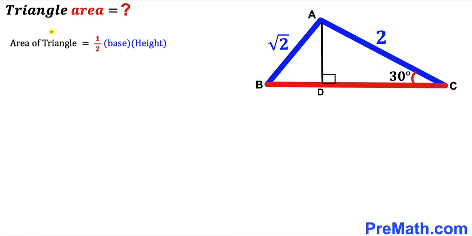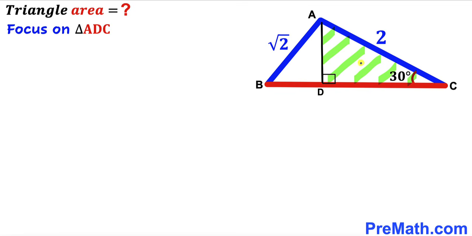Now let's recall the area of a triangle formula. Area is always equal to a half times base times the height of the triangle. In our case, the base of triangle ABC is BC length, and this perpendicular AD is the height of the triangle. So now our task is to calculate the height and the base before we could calculate the area.